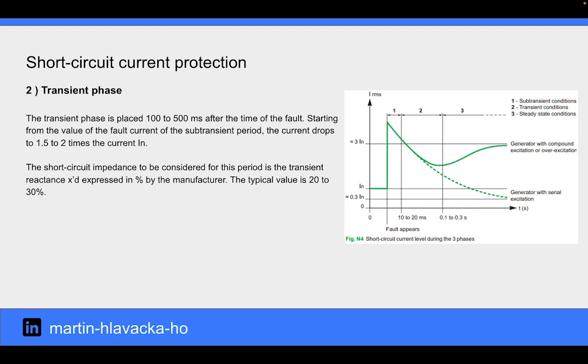Transient phase. The transient phase is placed 100 to 500 milliseconds after the time of the fault. Starting from the value of the fault current of the subtransient period, the current drops to 1.5 to 2 times the nominal current. The short circuit impedance to be considered for this period is the transient reactance expressed in percentage by the manufacturer. The typical value is 20 to 30%.